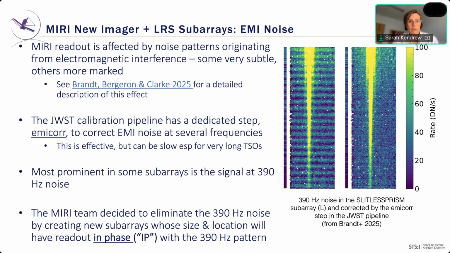The most prominent frequency for noise is 390 hertz. If you have dealt with this, that's probably how you've heard this referred to, the 390 hertz noise pattern. There are actually some other frequencies that affect different subarrays. There's also a 10 hertz noise pattern, which actually affects the full array and all the subarrays, but which is at a much lower level. This 390 hertz noise is the most prominent. It can be challenging to remove. Particularly for very long time series, it can be very time consuming to run the step to remove it.